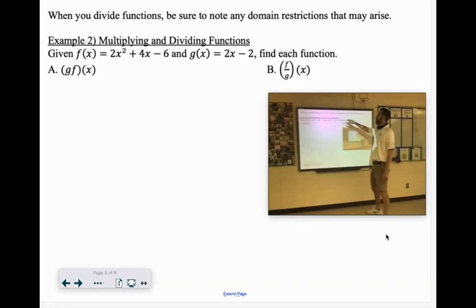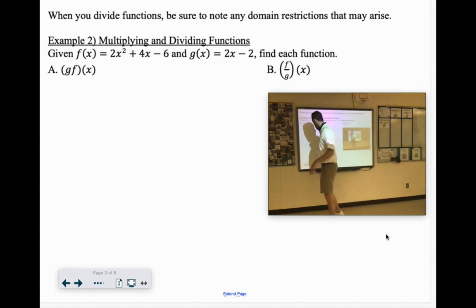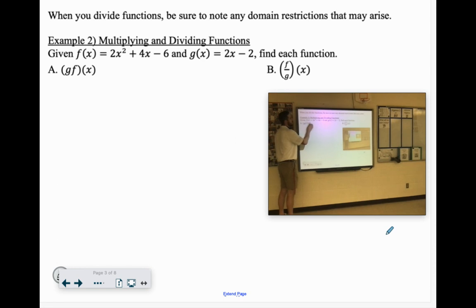When you divide functions, be sure to note any domain restrictions that may arise. Again, we've done something very similar to this when we were dividing and multiplying rational expressions. Remember, your denominator can never have any part equal 0. So that's the important part here. So we're going to do g times f.